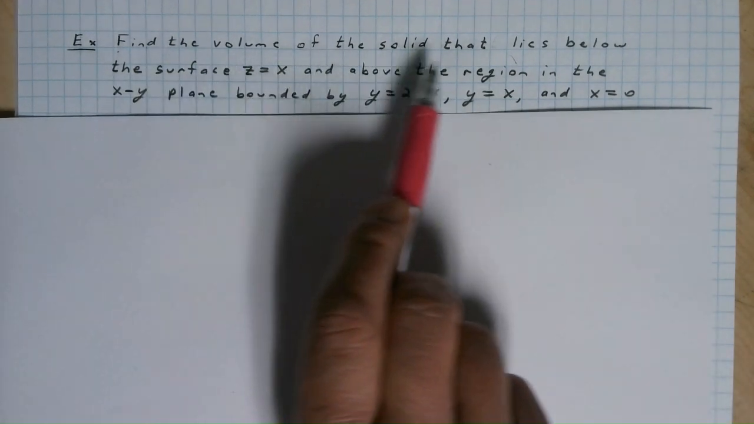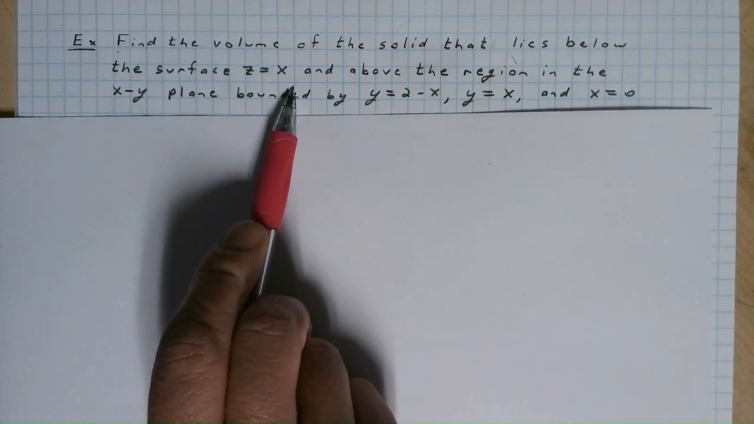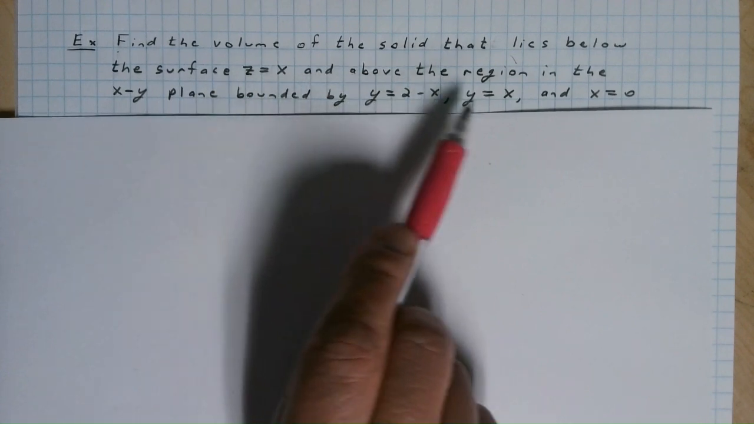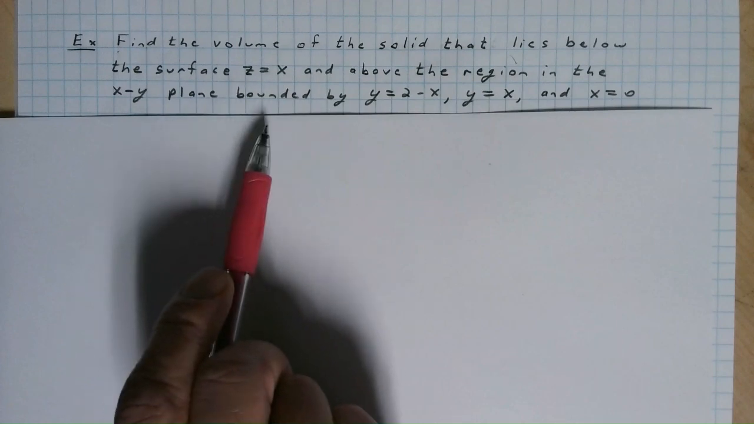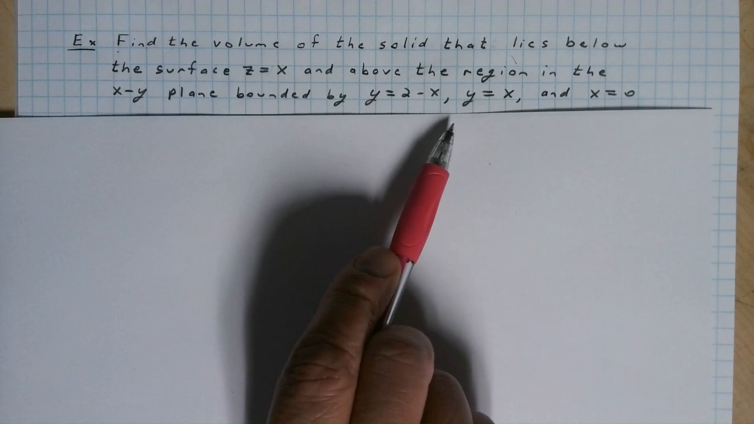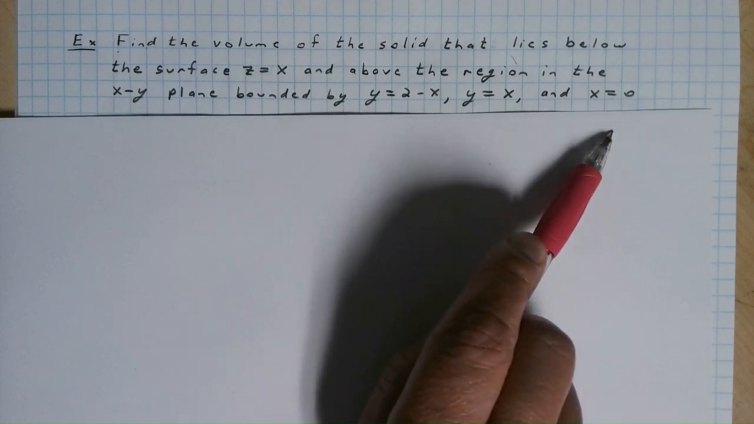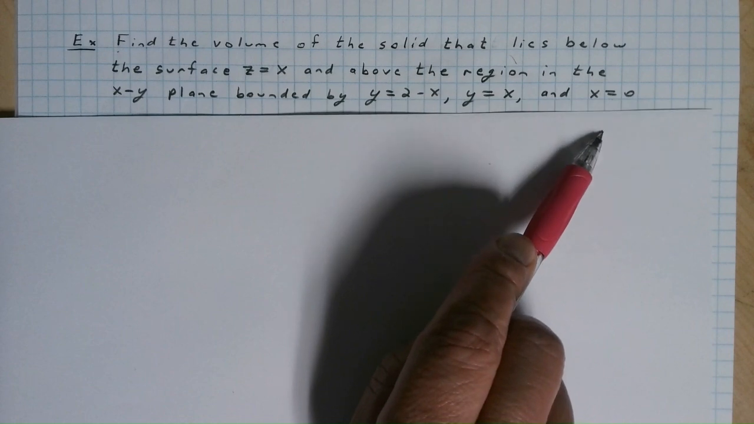Find the volume of the solid that lies below the surface z equals x and above the region in the xy plane bounded by y equals 2 minus x, y equals x, and x equals 0. So we'll take a look at this problem.